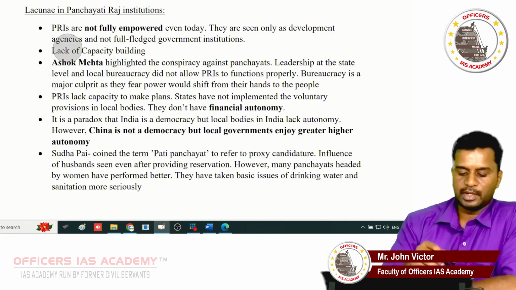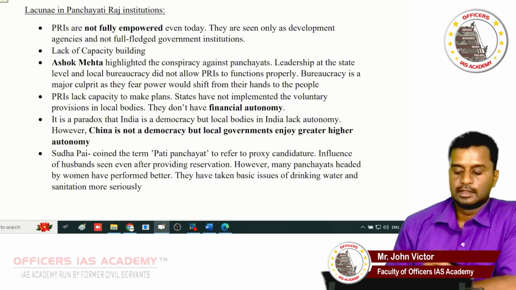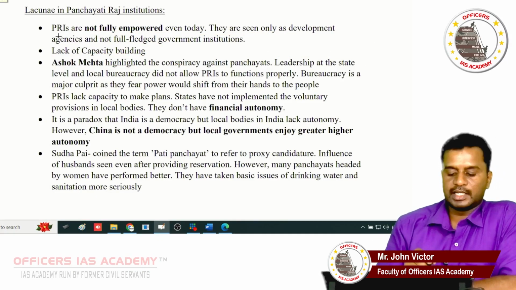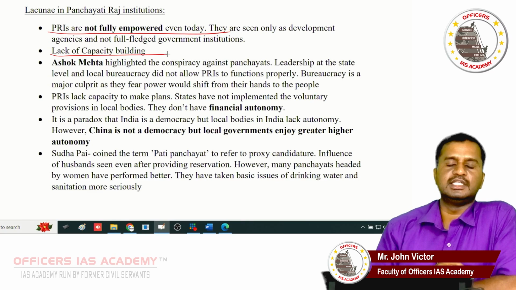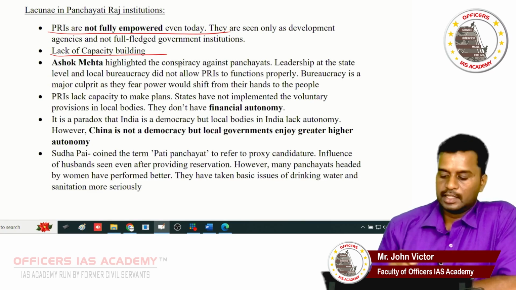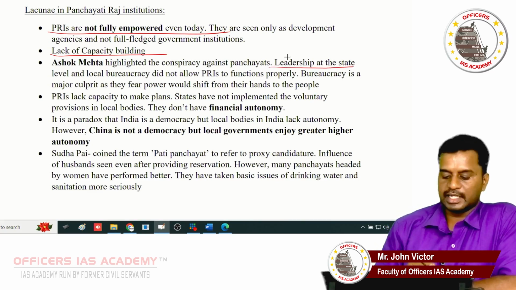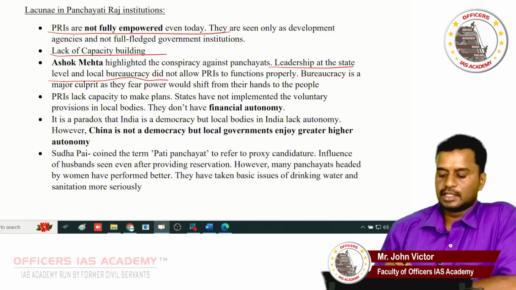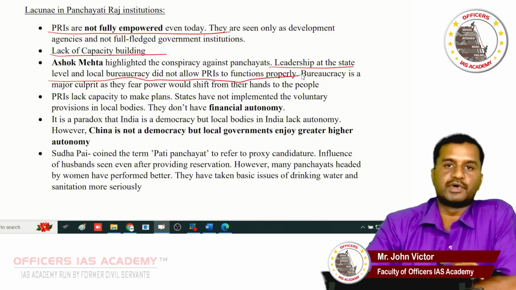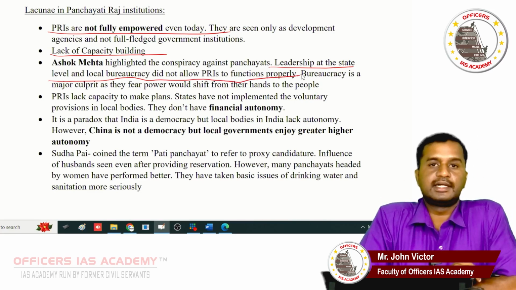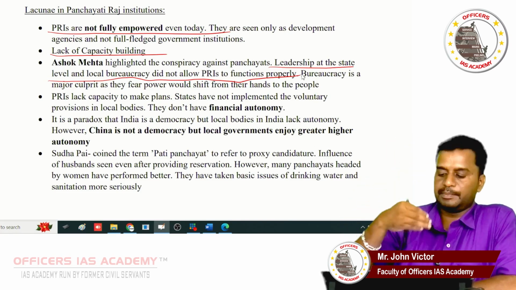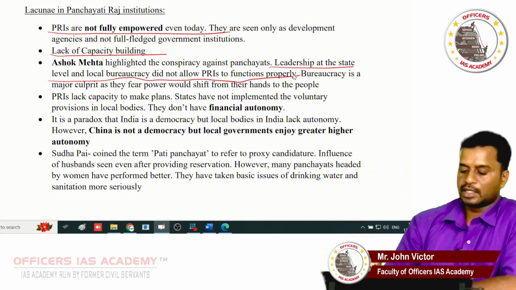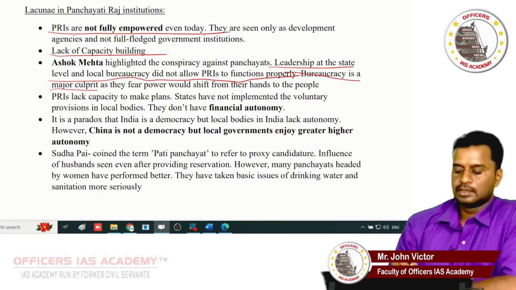You can quote the view of important scholars. These are the important problems. PRIs are not fully empowered. There is a lack of capacity building. Ashok Mehta, an expert, studied the Panchayati Raj. He mentioned that leadership at the state level and local bureaucracy did not allow PRIs to function properly. So the state level administration is not devolving power properly to the PRIs. The bureaucracy is the main culprit.